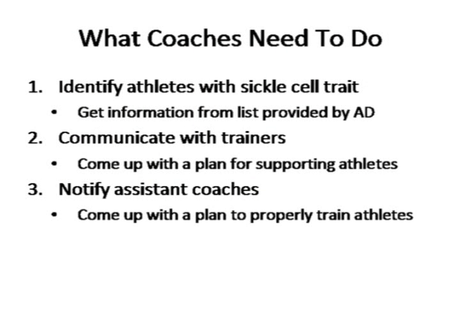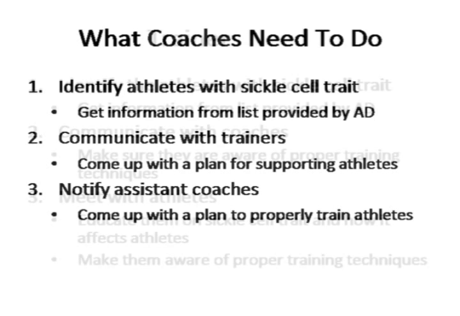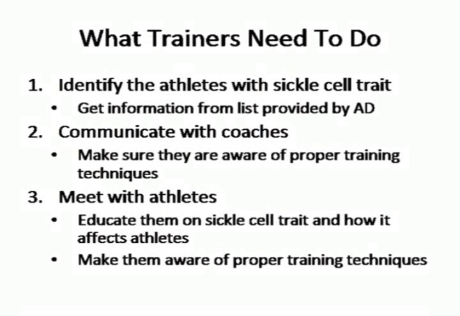Here's what coaches need to do. First, they need to identify the athletes with sickle cell trait by getting the information from the list provided by the athletic director. Next, they need to communicate with the trainers and come up with a plan for supporting the athletes with sickle cell trait, and then notify the assistant coaches and come up with a plan to properly train the athletes.